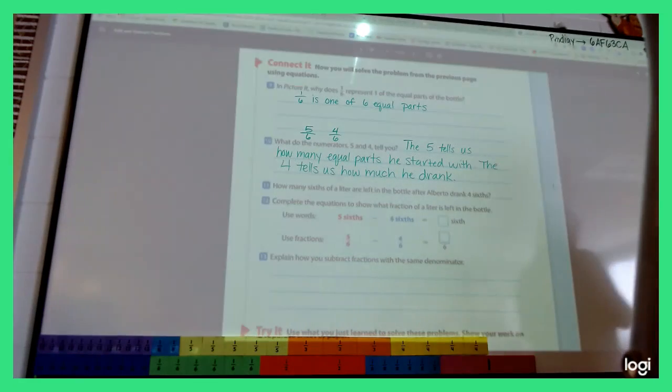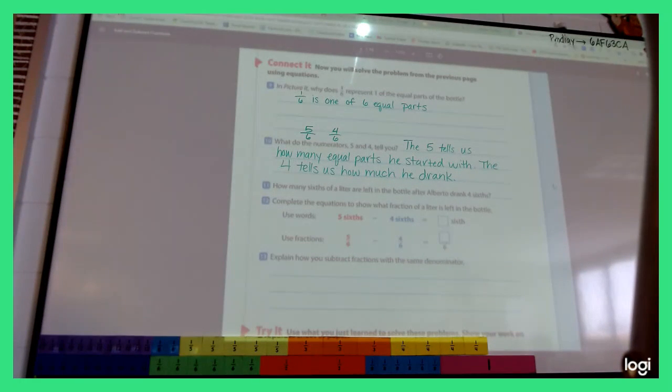How does the 4 show how much he drank? Well, look at your picture. You see the part in the red where he boxed off 4. So he started with this much, and then he drank that much, right? He must have been thirsty. He only had that much left. So he started with 5 equal spaces. He drank 4 of them. Okay, you can think about that right now.